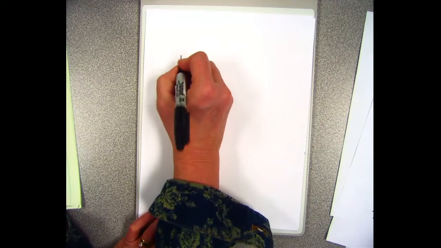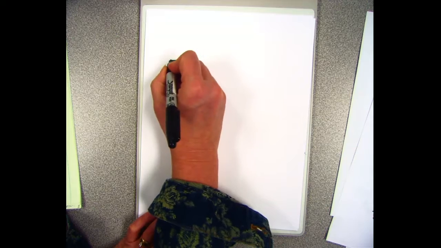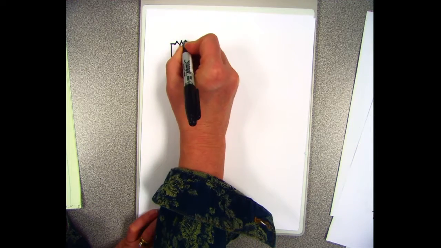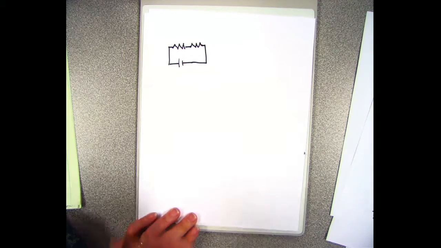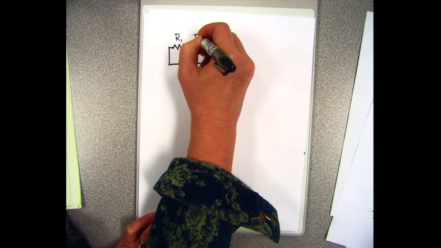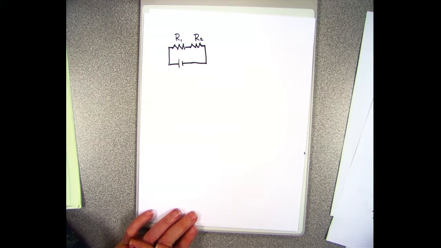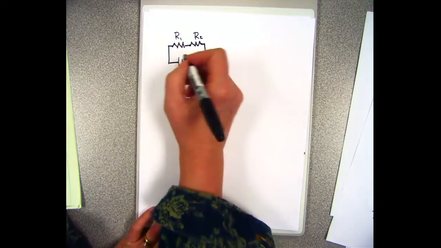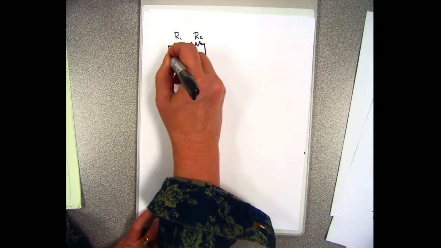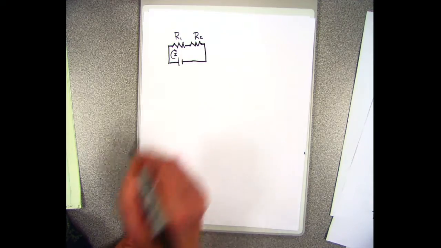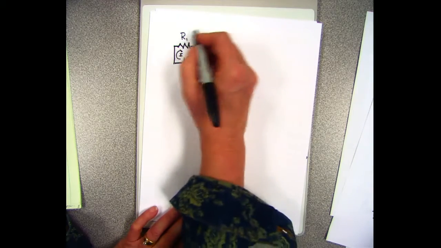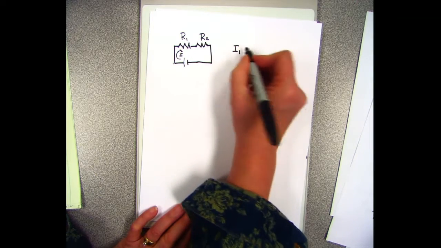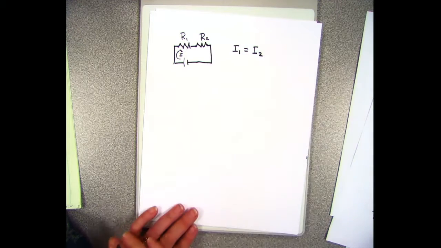So what I've got is a battery, and now we've got it connected to 2 resistors, and these resistors are in series. Okay, so I've got resistor 1, I've got resistor 2. And when I set up my system, it turns out that the current throughout the system is going to be the same. So the current that goes through I1 has got to equal the current that goes through I2. So those currents are the same.